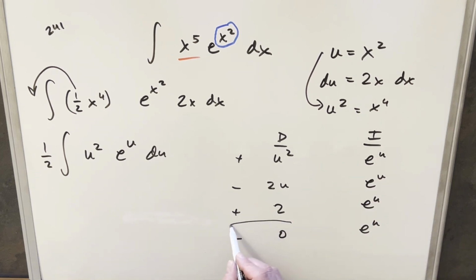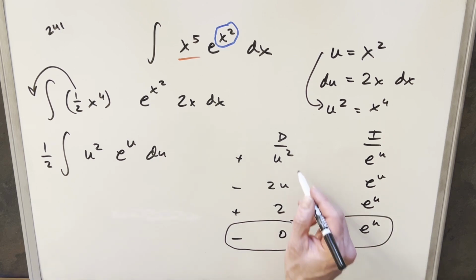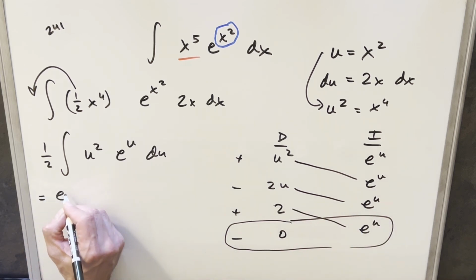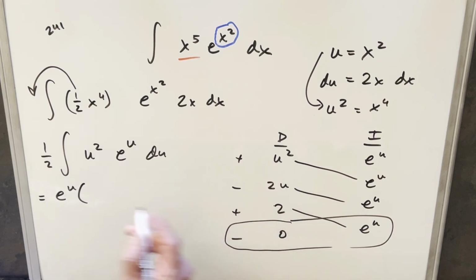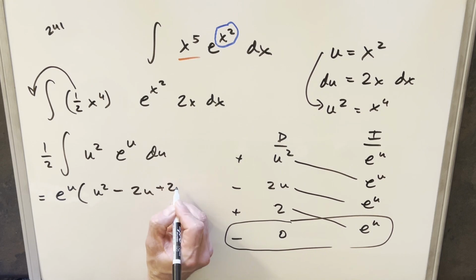Now the last row is an integral, but because we're multiplying by 0 here, we can ignore that and we just have our solution here on the diagonals in u. So everything's got an e to the u in it. So when we write this down, I'm going to factor out the e to the u and just write down all this stuff. So we're going to have u squared minus 2u plus 2.